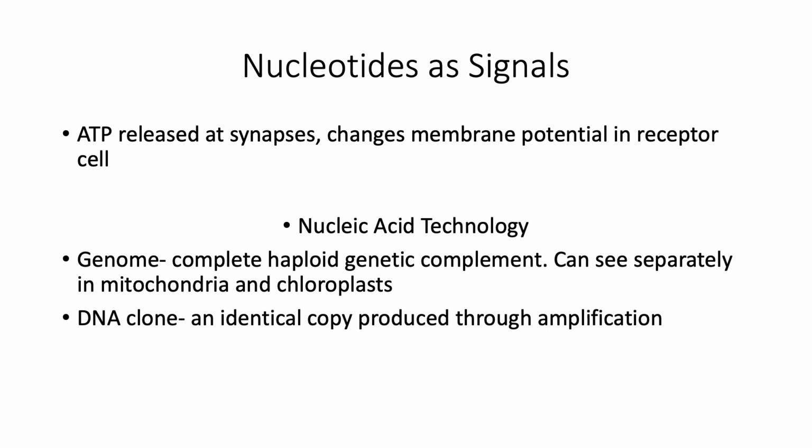Nucleic acid technology, we talk about the genome. The genome, by definition, is a complete haploid genetic complement, and you can see these in chloroplasts and then also in mitochondria, which are derived from bacteria, evolutionarily speaking. A DNA clone is an identical copy produced through amplification.